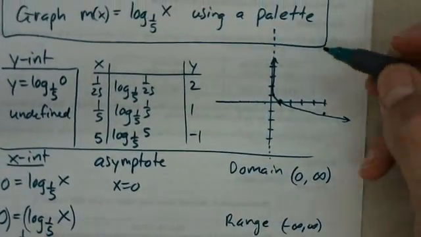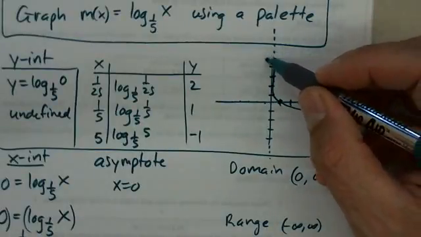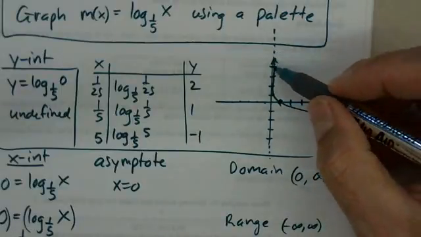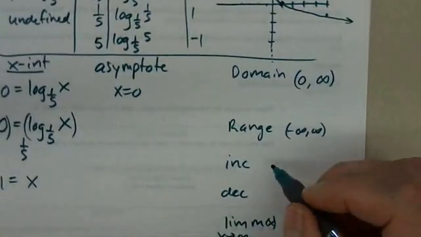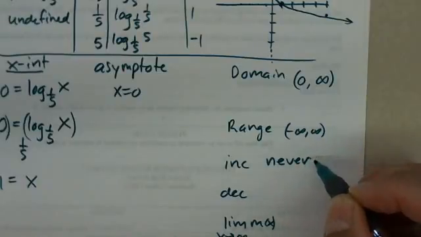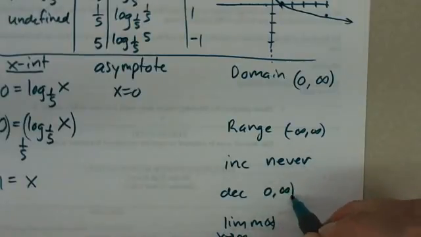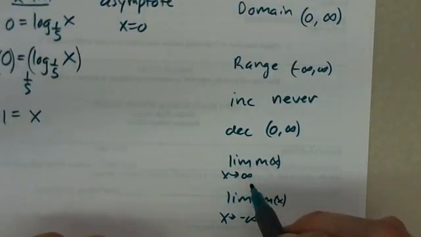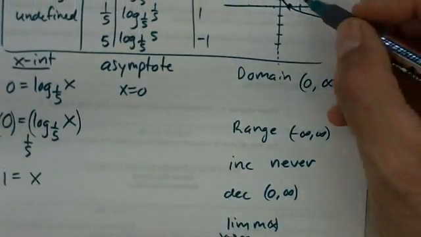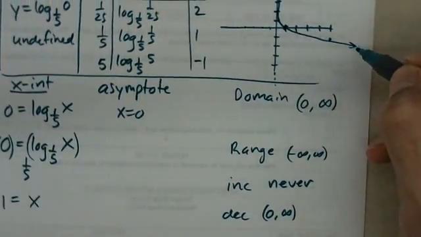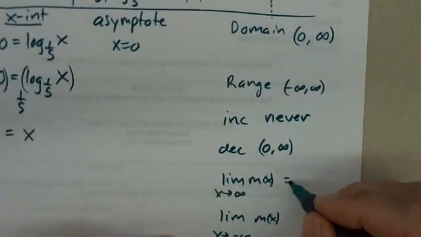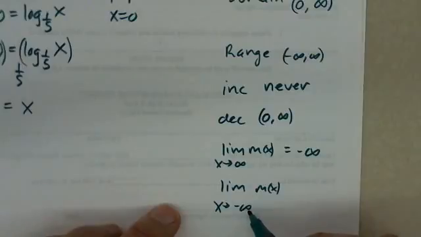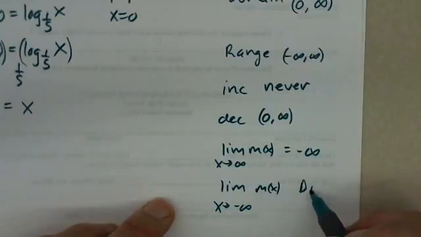Where is the graph increasing? Well, here, don't read this arrow as increasing. We have to read the graph as decreasing. Follow it from left to right and as decreasing. So this is never increasing, and is decreasing from 0 to infinity. What's the end behavior at the right as x goes to infinity? The end behavior is the y value is going to negative infinity. And then this is undefined as we go to x, so we'll say it does not exist.